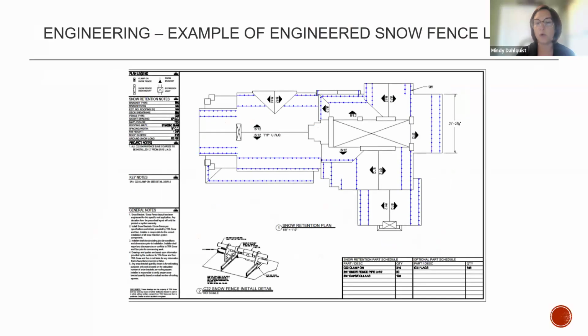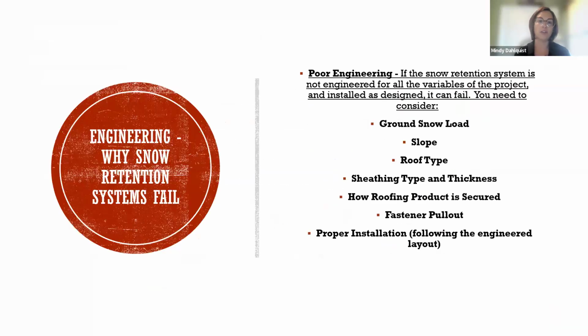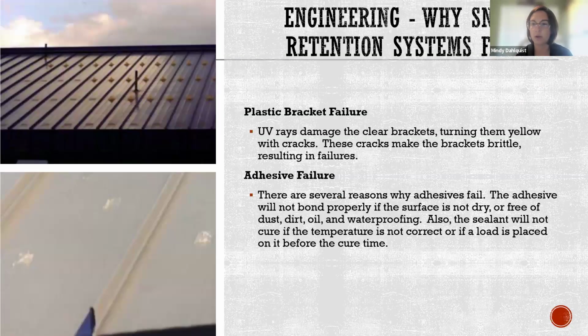And this is more of what a fence layout would look like. If a snow retention system is not engineered for those variables that we discussed, you most definitely can see failures. We'll run through some quick failures on this. I just don't want to take too much time on this. It's something that happens all the time. You can drive down the road in any mountain region and see snow retention that has failed.